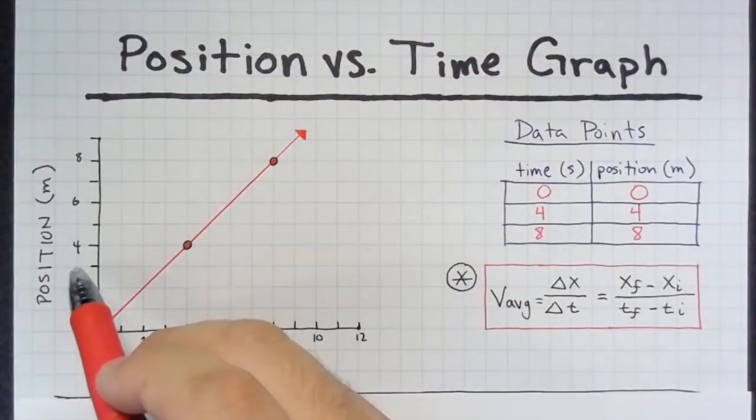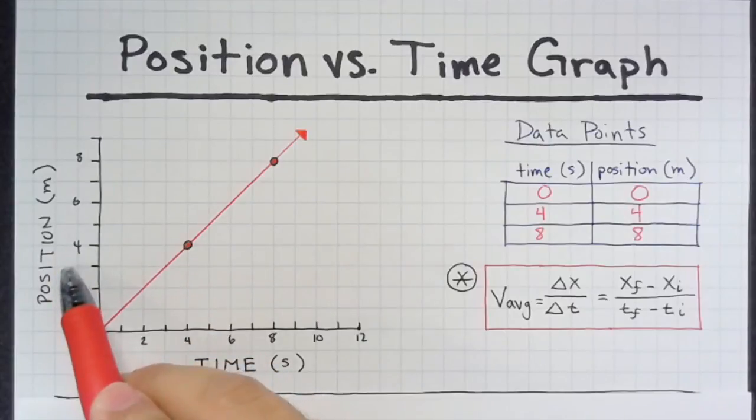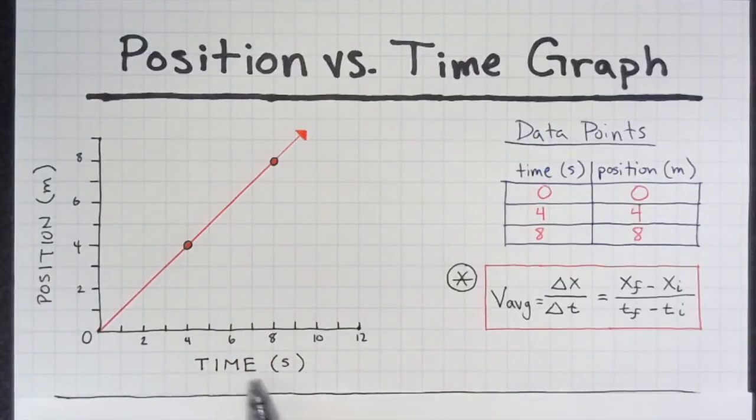So as we can see here, our graph has two axes. Its y-axis is position in meters and its x-axis is time measured in seconds. Over here we have our data points with some information. Say we did an experiment and this is the results that we got.